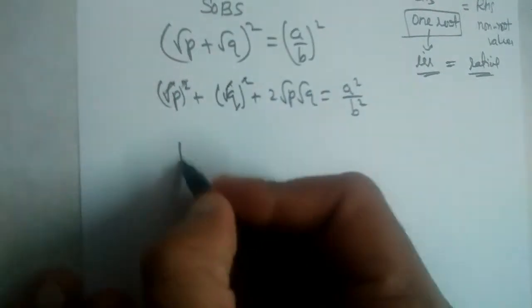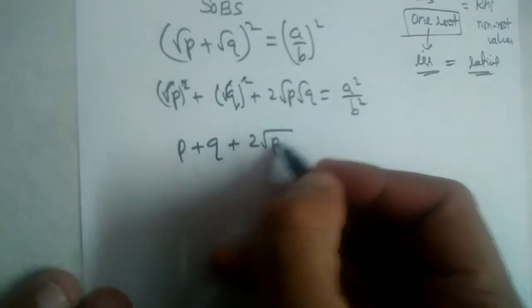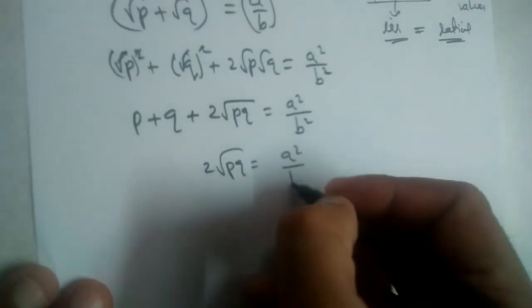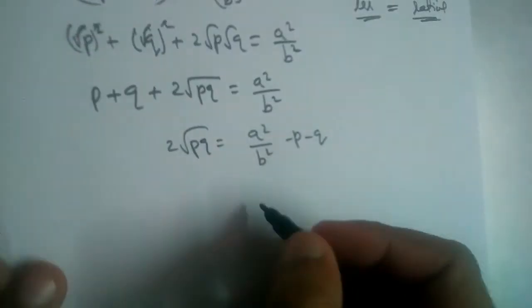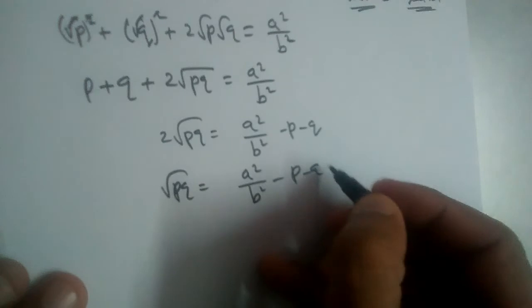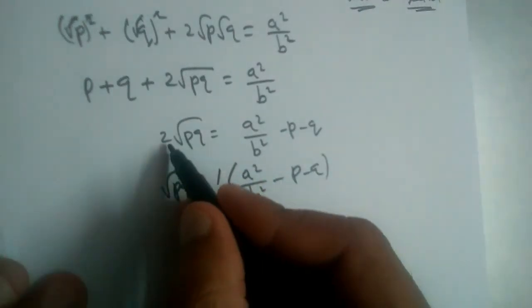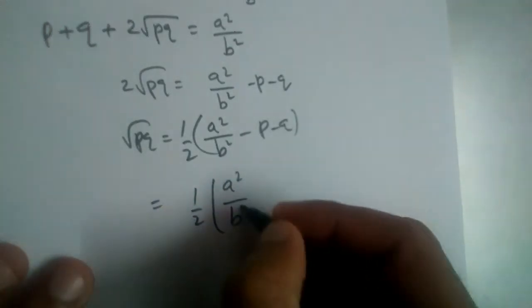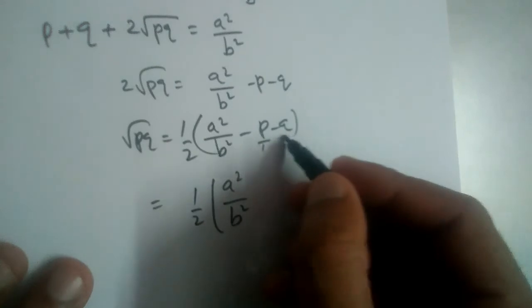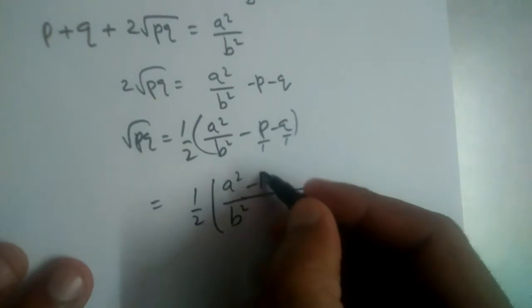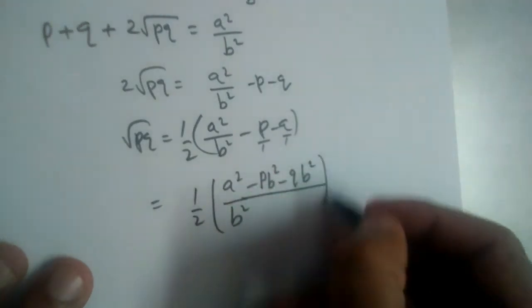The roots will get cancelled right here. So p plus q plus 2 root pq is equal to a squared divided by b squared. Now this p plus q will go on the other side. They will change signs, isn't it? So minus p minus q. Now this 2 also will go on the other side. It is a squared by b squared minus p minus q, and this is 1 by 2. The 2 is being multiplied here, so when it goes on the other side, it will divide. So this is 1 by 2 times a squared by b squared minus p by 1 minus q by 1, and if you find the LCM, it will be equal to pb squared minus qb squared.